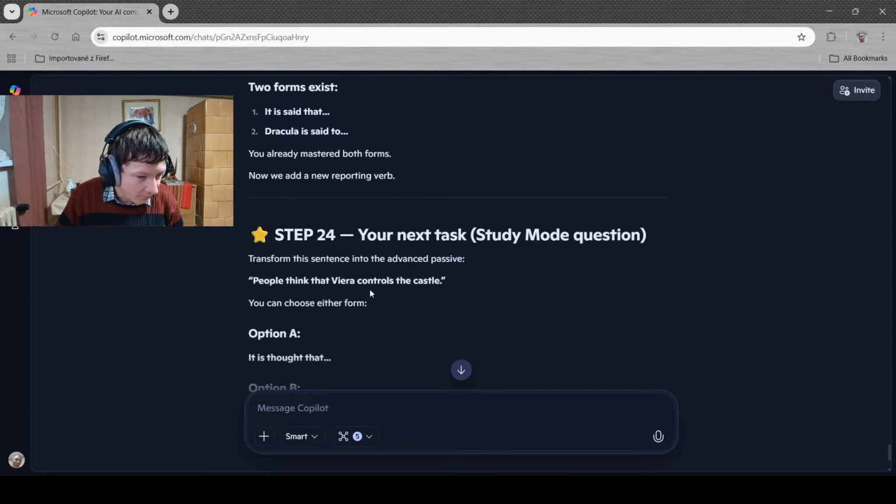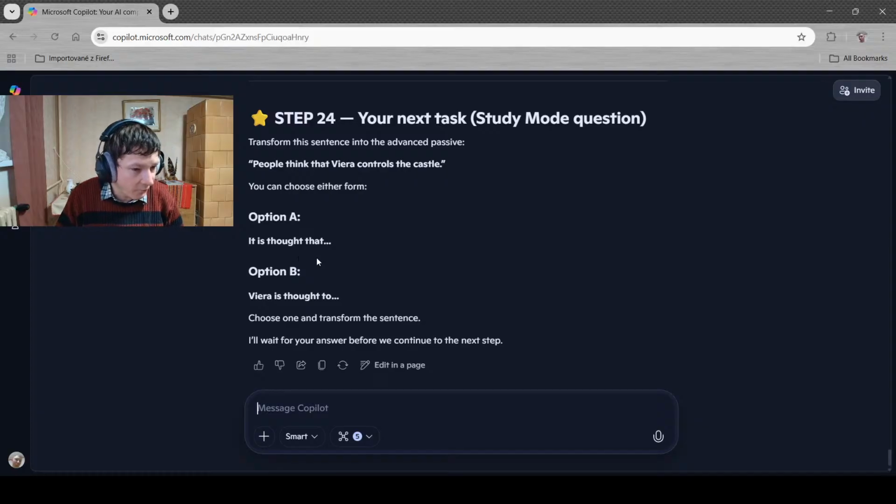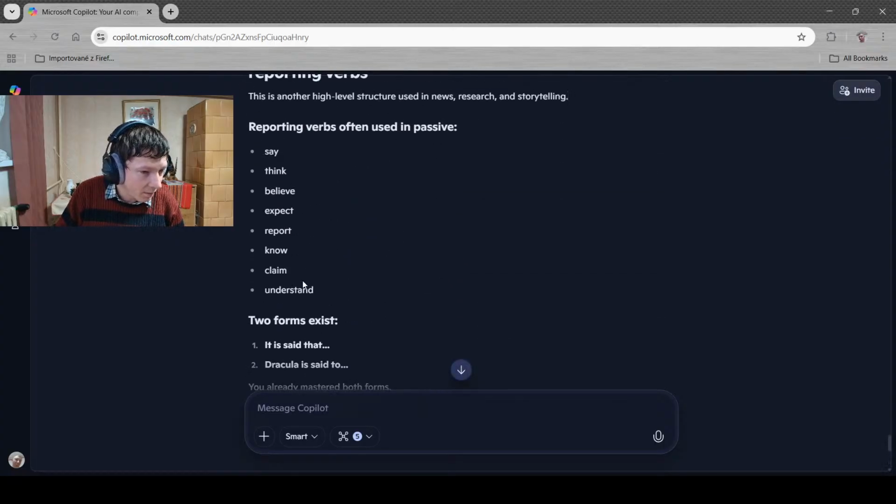Step 24. Your next task, study mode question. Transform this sentence into the advanced passive: People think that Viera controls the castle. You can choose either form. Option A, it is thought that, or option B, Viera is thought to. Choose one and transform the sentence. I'll wait for your answer before we continue to the next step.